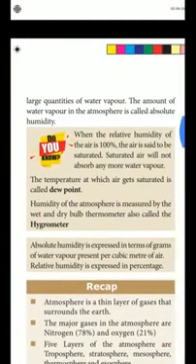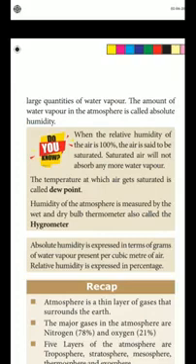The amount of water vapor in the atmosphere is called absolute humidity. When the relative humidity of the air is 100%, the air is said to be saturated. Saturated air will not absorb any more water vapor. The temperature at which air gets saturated is called the dew point. Okay. Next, humidity of the atmosphere is measured by the wet and dry bulb thermometer, also called a hygrometer.